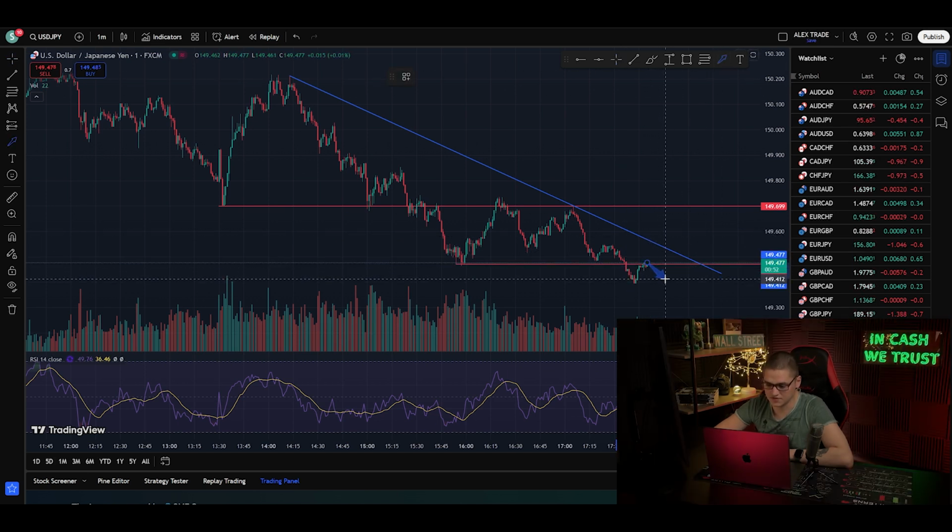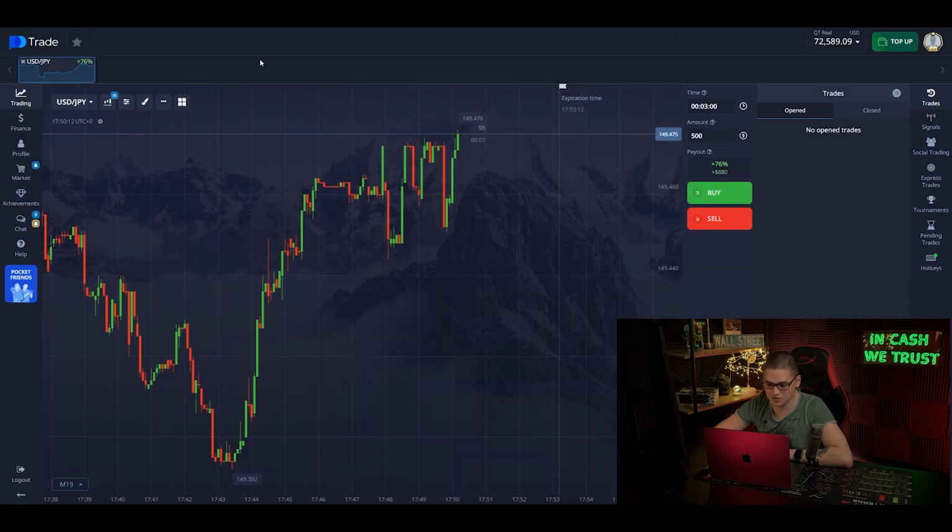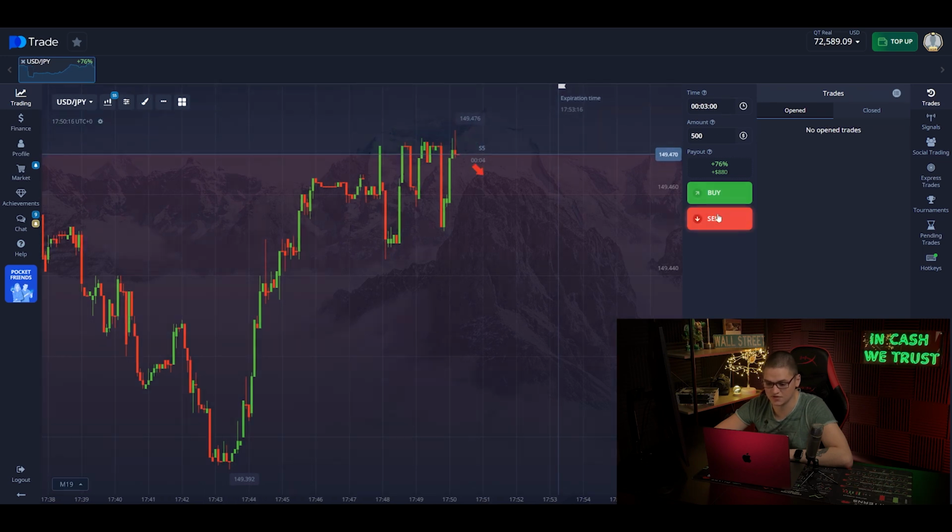Once the price tests the former resistance level, which has now become support, you can confidently open a position. We're moving to the trading terminal and opening a short position with a volume of $500.